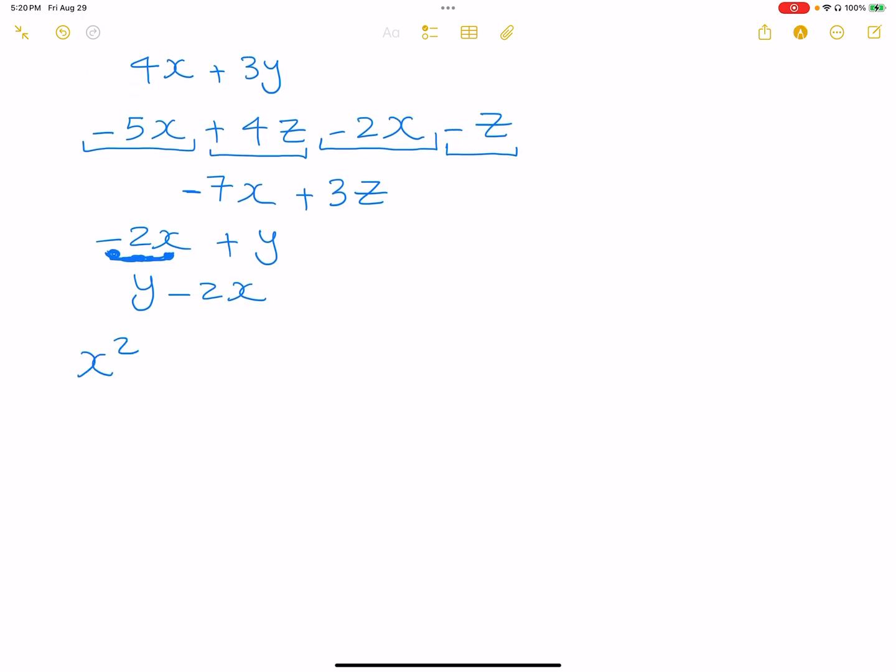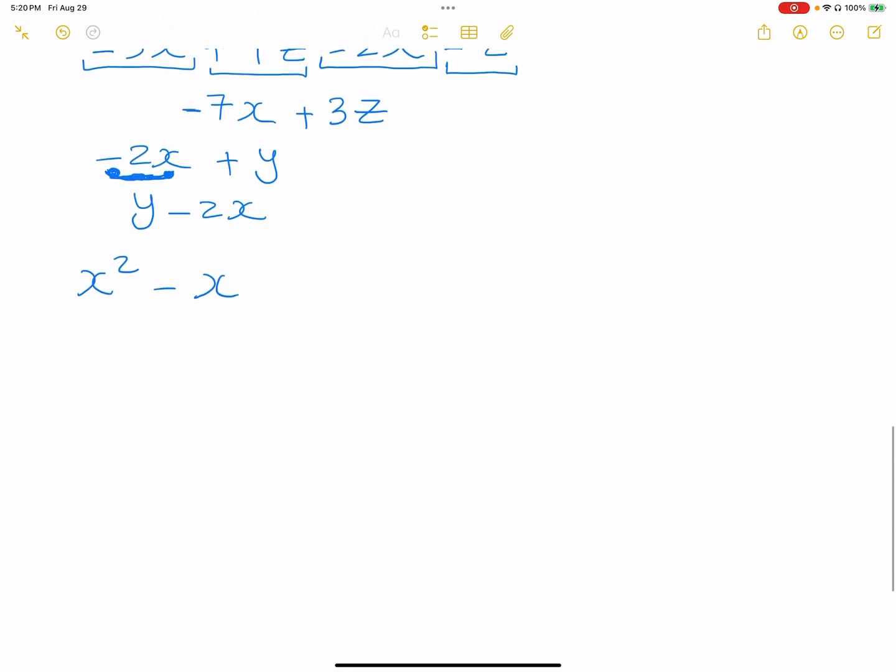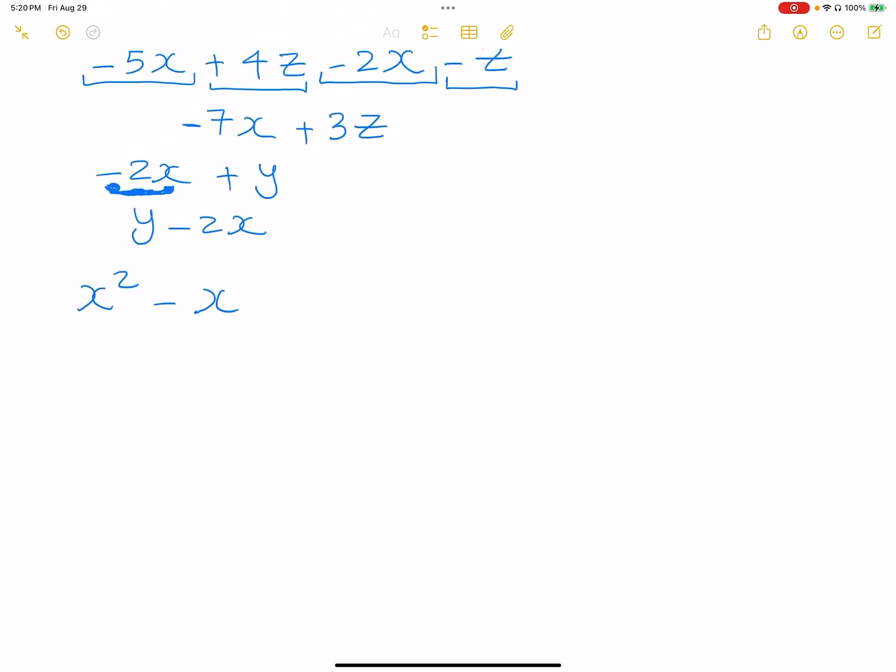Is x squared minus x, can that be in any way simplified? If you said yes, that is incorrect. The answer is no. X squared and x are different terms because that's an x squared and that's an x. So if you see an exponent on a variable, that is making it different from another variable that has a different exponent or no exponent, in this case, 1.